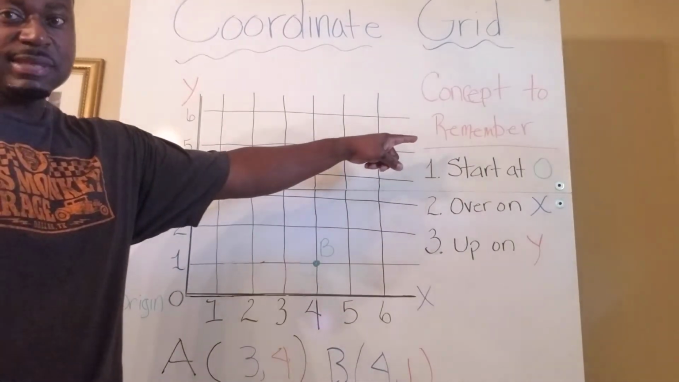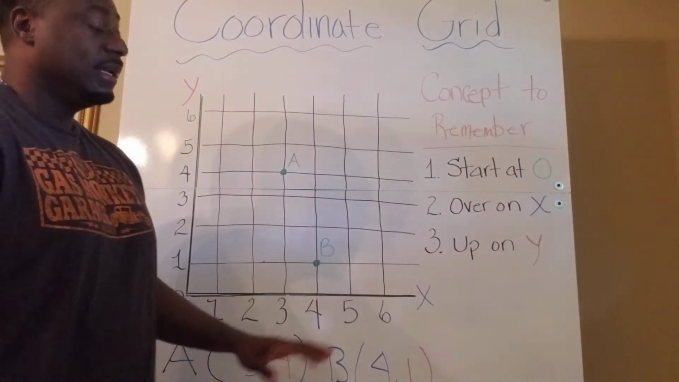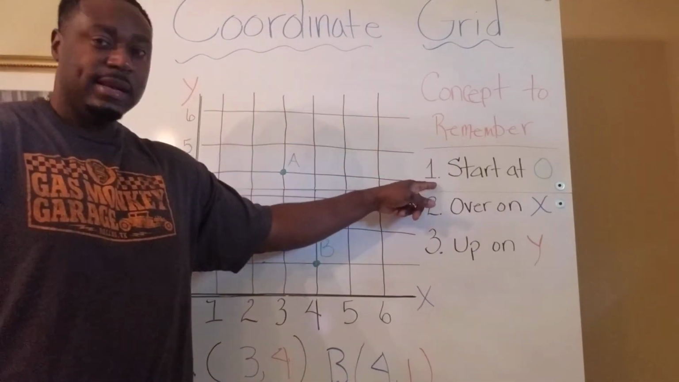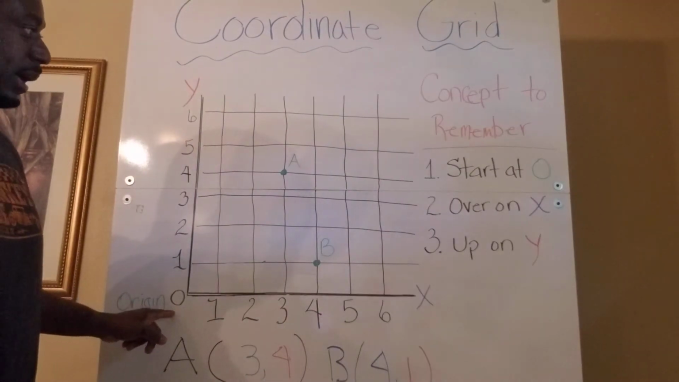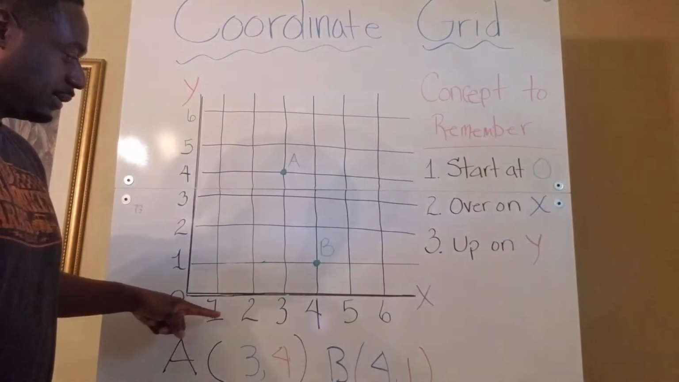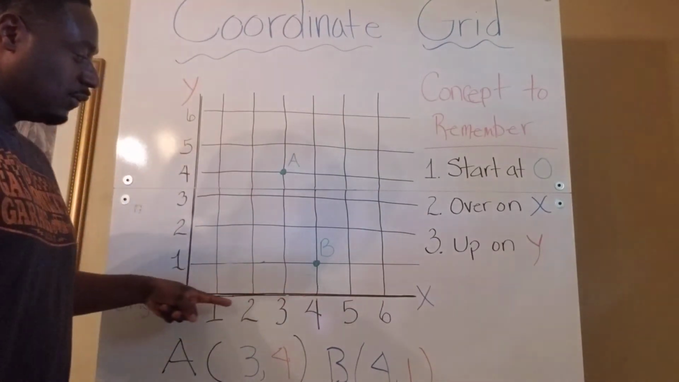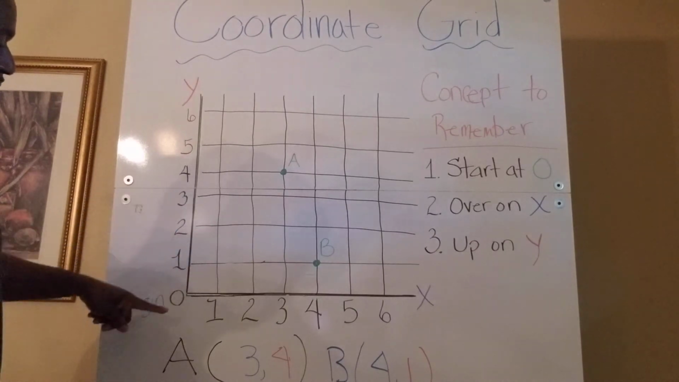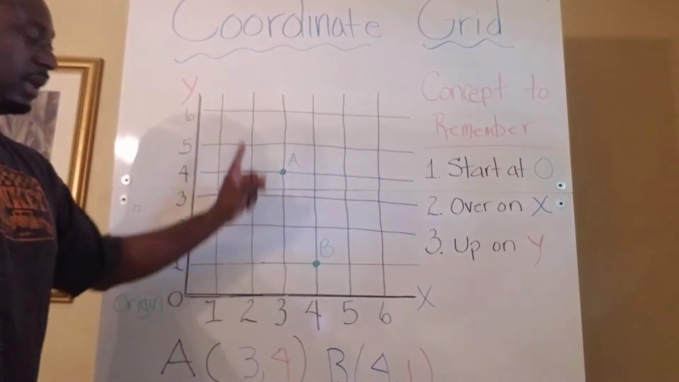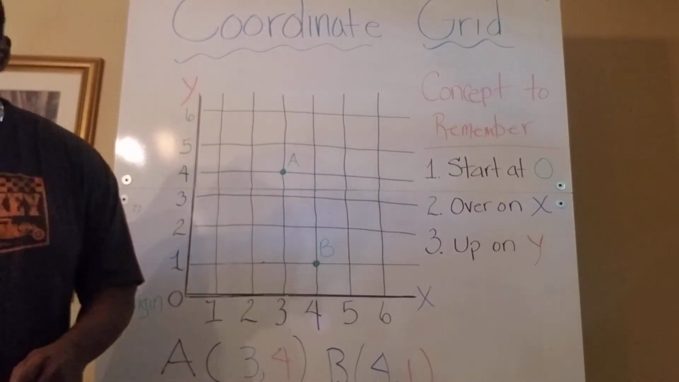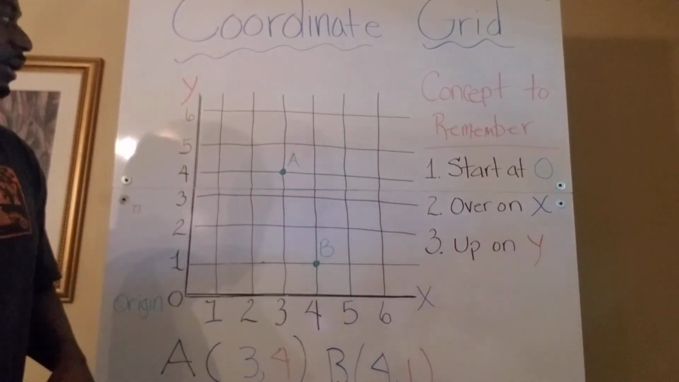So some concepts I want you guys to remember really quick. And this is a very simple lesson, very simplistic. We want to always start at 0. All right. Next, we want to go over on our x-axis, which is here. We always want to go over first. And then next, we want to go up on the y-axis, which is here. So it's over and up. Over and up.